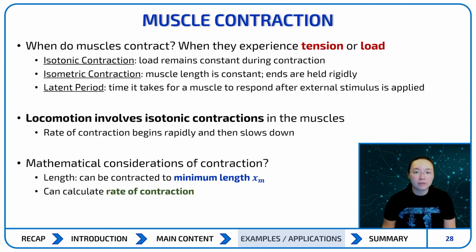Number one, we have to consider length. And so when our muscles are contracting, you can't contract your muscles until it's like 0 centimeters. It can only be contracted to a minimum length of xm. Once we know the minimum length, we'll be able to calculate the rate of contraction, so the speed.